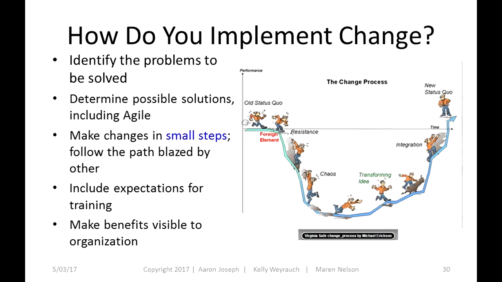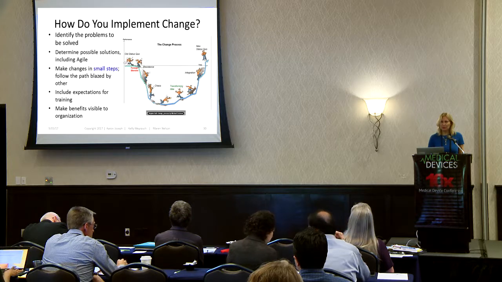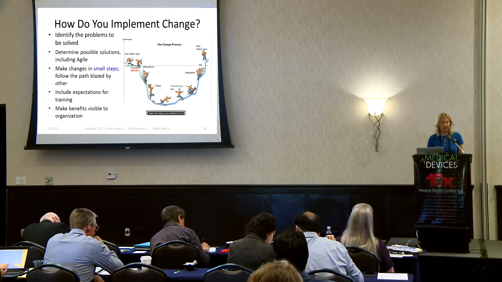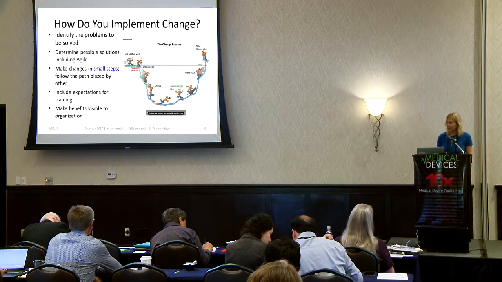So how do you implement Agile in your organization? This is a change. Right? We could do a whole long session on how do you do change management in organizations. But basically, first of all, you need to identify the problem that you want to solve. You want to determine what the possible solutions are, and we're encouraging you to think of Agile as one of those possible solutions. You want to make the changes in small steps. There's some really good information out there, as we've discussed in both TIR 45 and in 62304 about these changes that have been made by others.